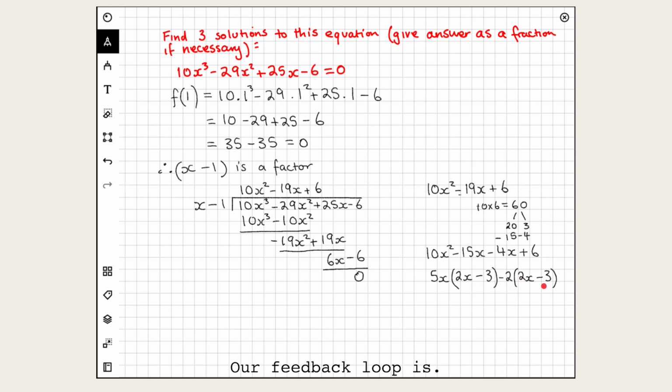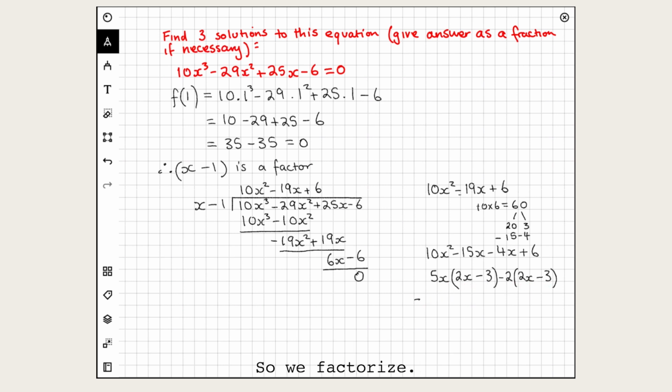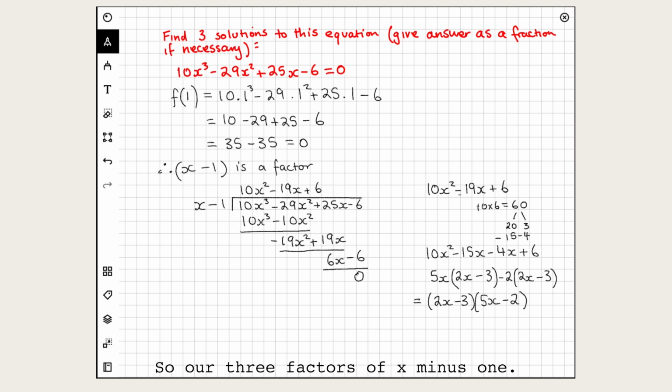Our feedback loop here is coming back that we are on the right track. So to factorize this, one factor is 2x minus 3, and the other factor would be 5x minus 2. So our three factors are x minus 1, 2x minus 3, and 5x minus 2.